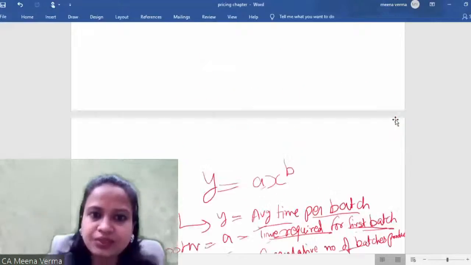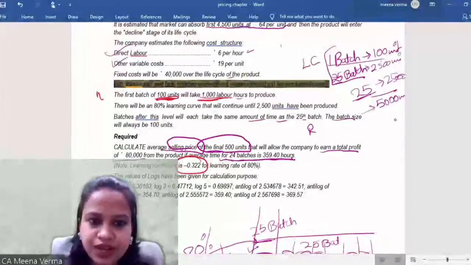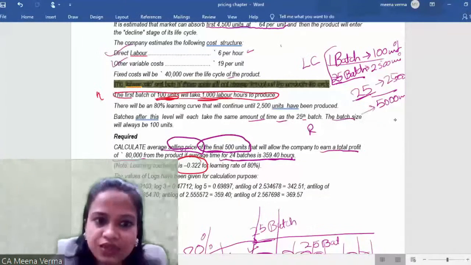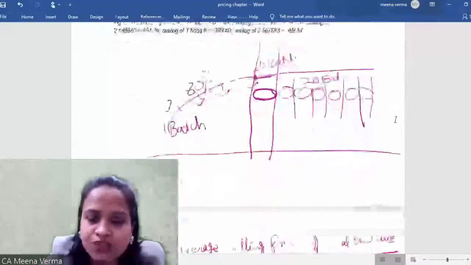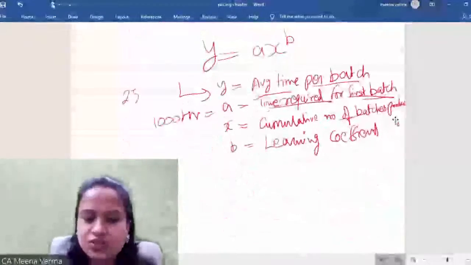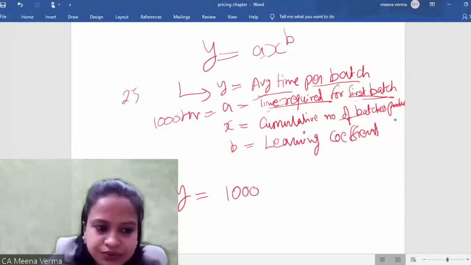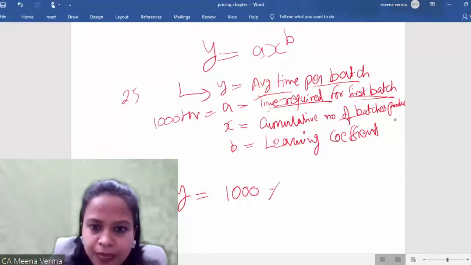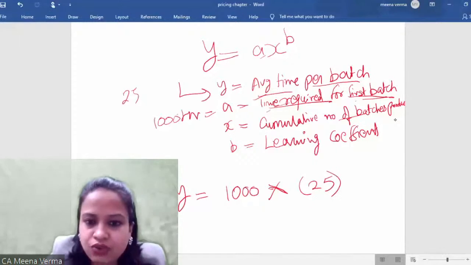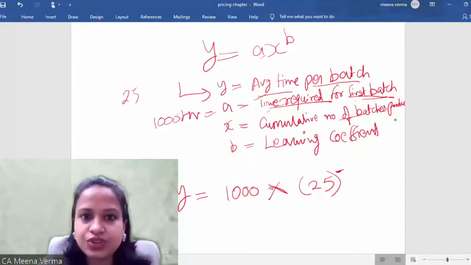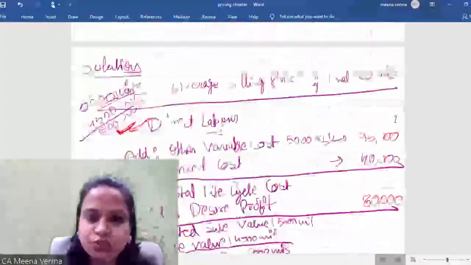A is given, the learning coefficient is given, the number of cumulative batches, that is 25, is also given. So let us find this value. A is 1000, into X, which is 25, raised to the learning coefficient. What is the value of the learning coefficient? It is given in the question, 0.322.